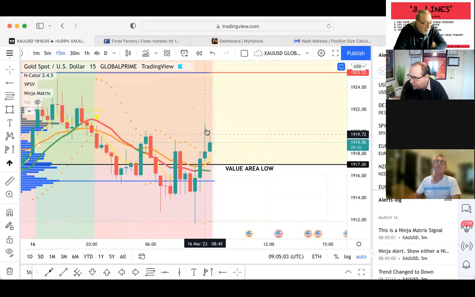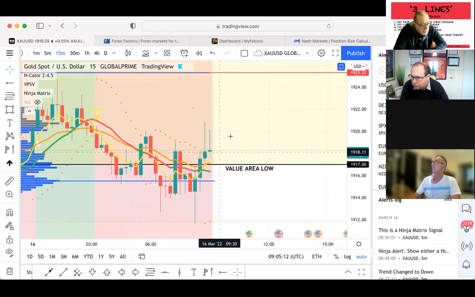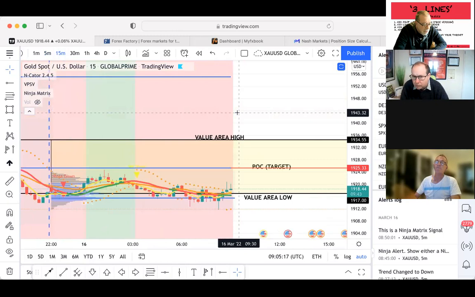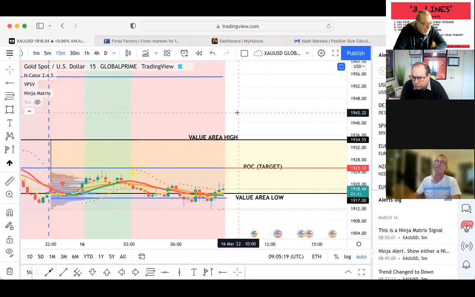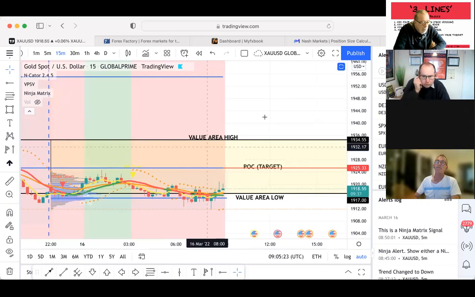Look at this massive wick. It went up and then it came back down. Another massive wick up, come back down. It's playing with us. It's trying to trick us into taking a trade, and I, for one, I'm not going to take one just yet.